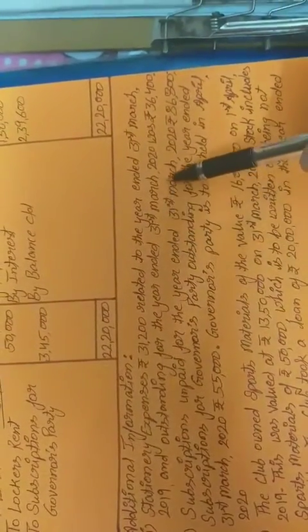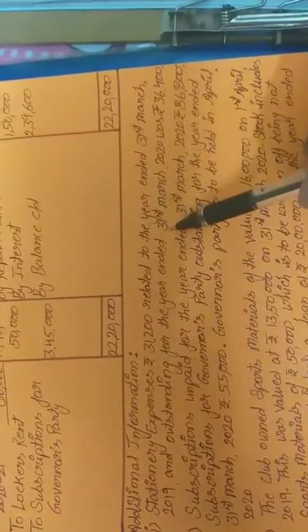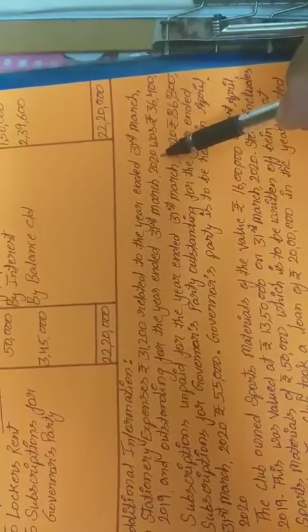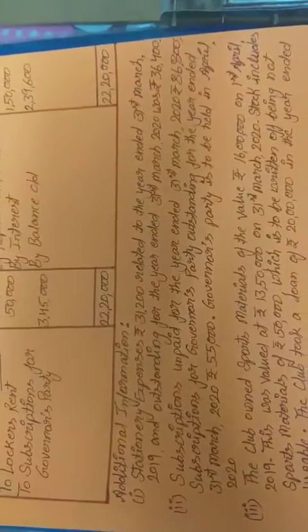And outstanding for the year ended 31st March 2020 was rupees 36,400. Means this is the outstanding for the current year, the date is mentioned here. So in stationery we will subtract this amount and we will add this amount, and these two amounts will also be transferred to the balance sheet, which we will learn when we solve the question.